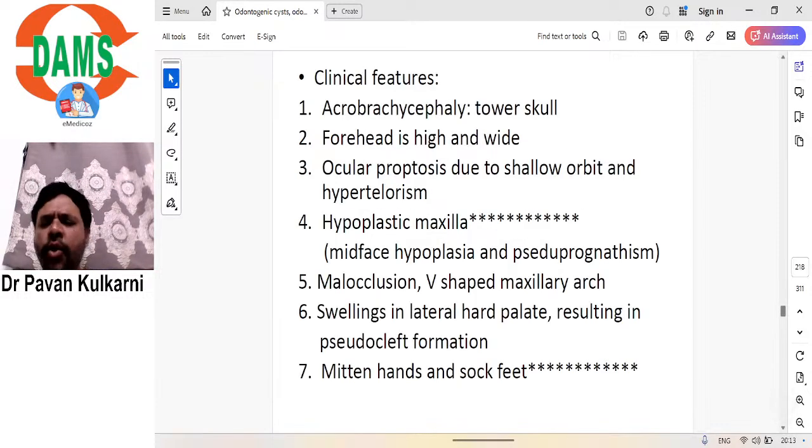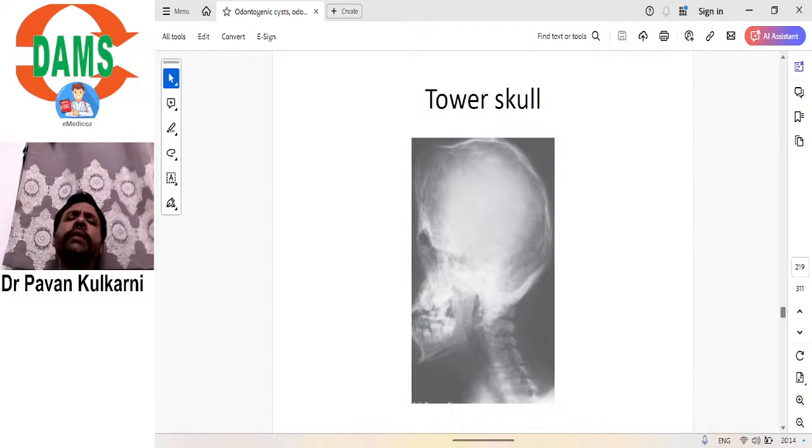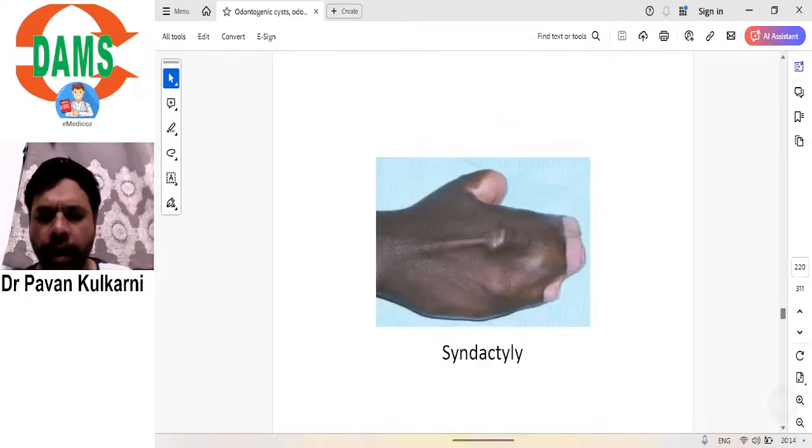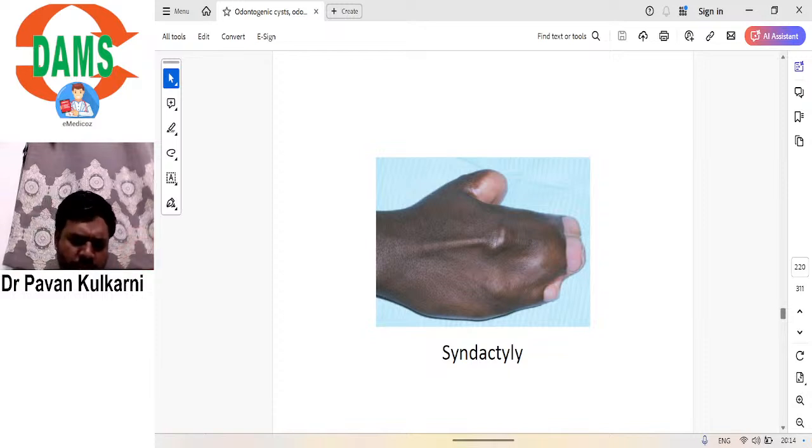Now this is Apert syndrome. In Apert syndrome, we have to remember that there will be a tower skull. The skull will be tall. And typically you see syndactyly in Apert syndrome. What is syndactyly? The fusion of the digits. Otherwise, Apert syndrome is the same as Crouzon. The only additional thing that you see in Apert syndrome is the syndactyly.